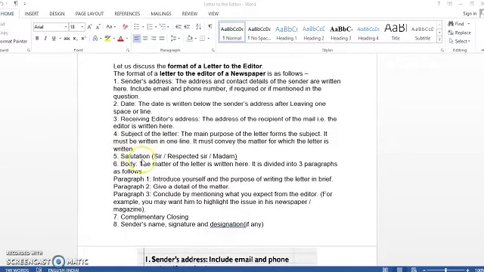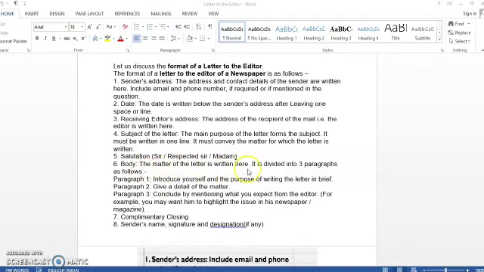Then the salutation, sir, respected sir or madam. Even sir or madam is correct. Now, here I would like to add that sir can be before or after the subject of the letter. Both are correct. Now, the content part.